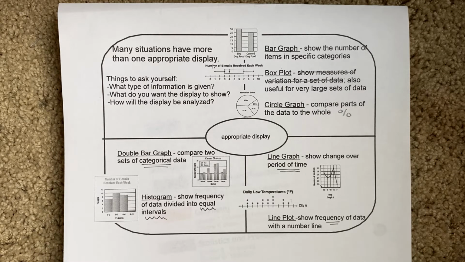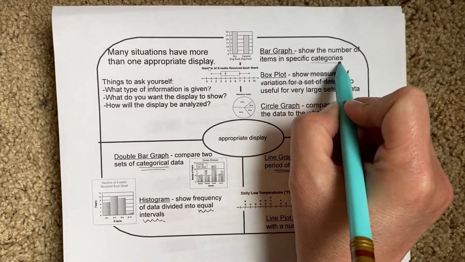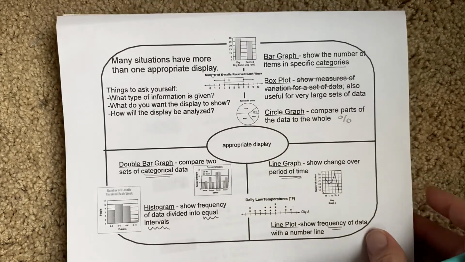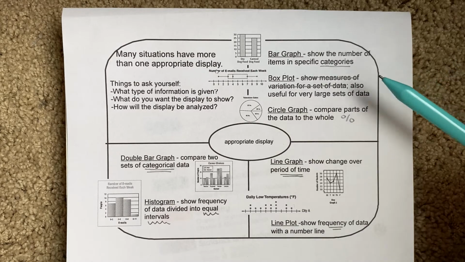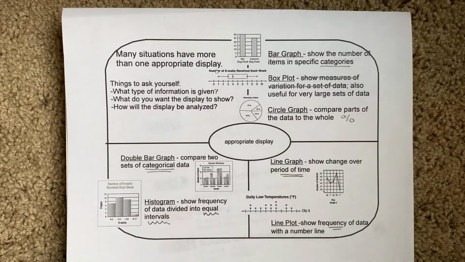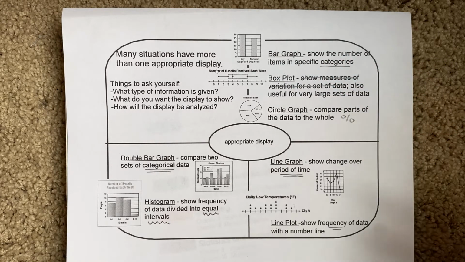And bar graphs are really good if you have specific categories. For example, if you were to have categories of like favorite colors, so those aren't numbers, you would have like red and green and blue and so forth. Or maybe you would have categories of favorite sports. So again, you would have things such as basketball, football, volleyball, and so forth. And again, they're not numbers, so a bar graph is best when you have categories.